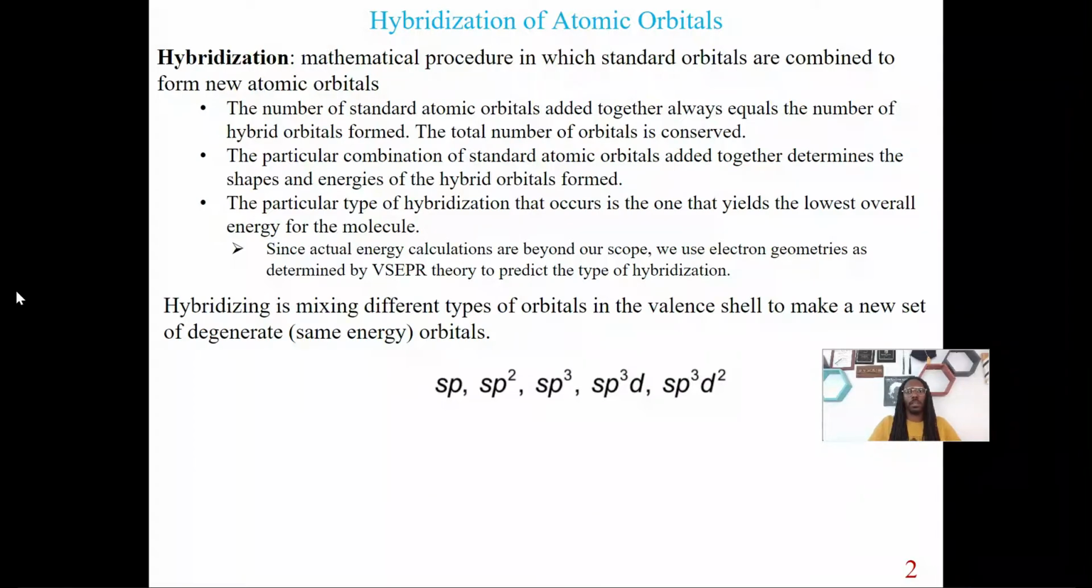If we look down here, these are our hybridized mixed orbitals, the overlapping of some of these: sp, sp2, sp3, sp3d, and sp3d2. Let's talk about these hybridization atomic orbitals.